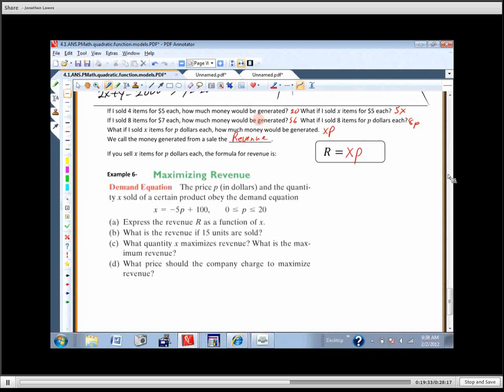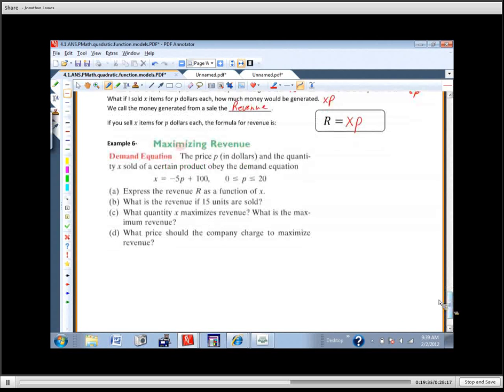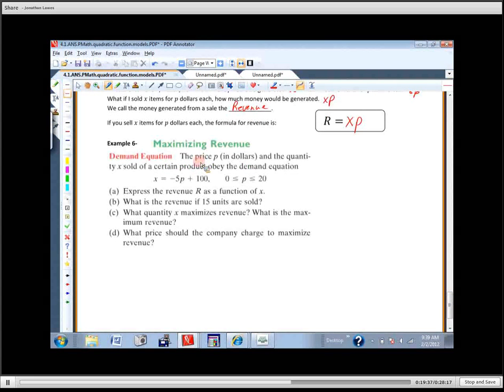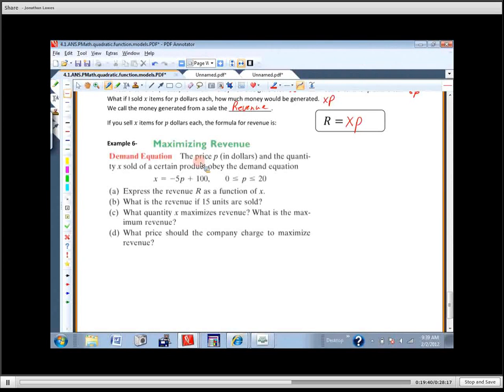All right. So this is maximizing revenue. We always like it when we have the most dollars possible coming in. It says the price p in dollars and the quantity x sold of a certain product obey the demand equation x equals negative 5p plus 100.